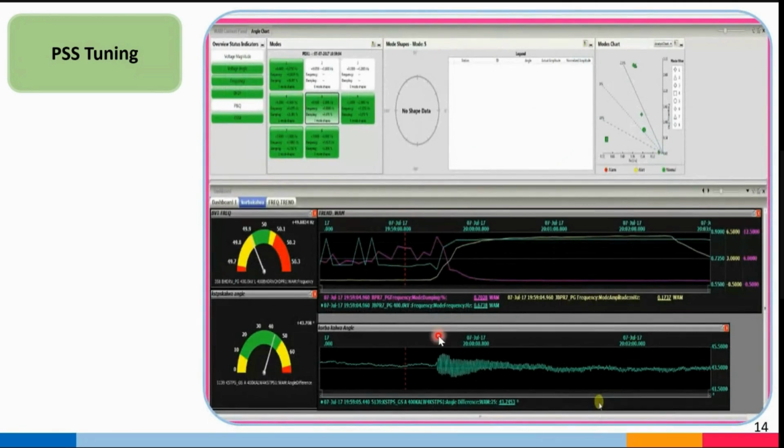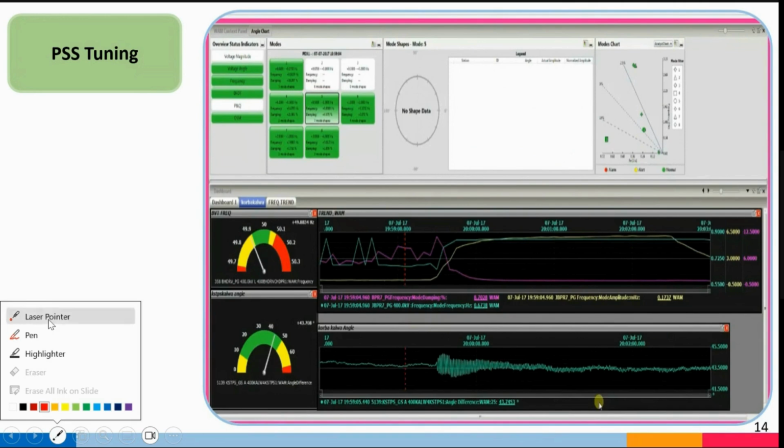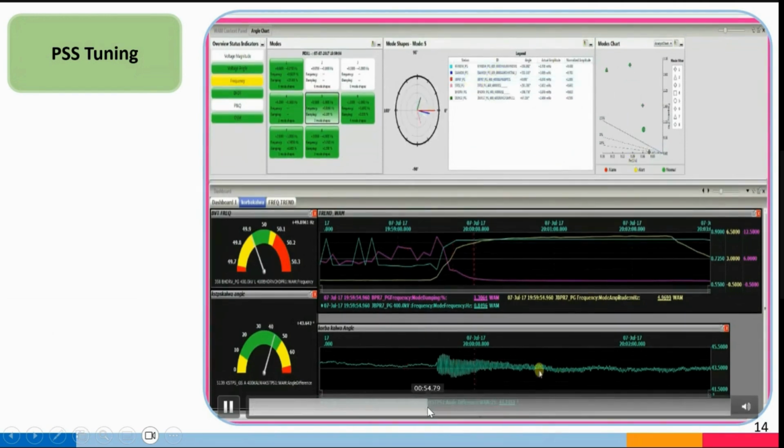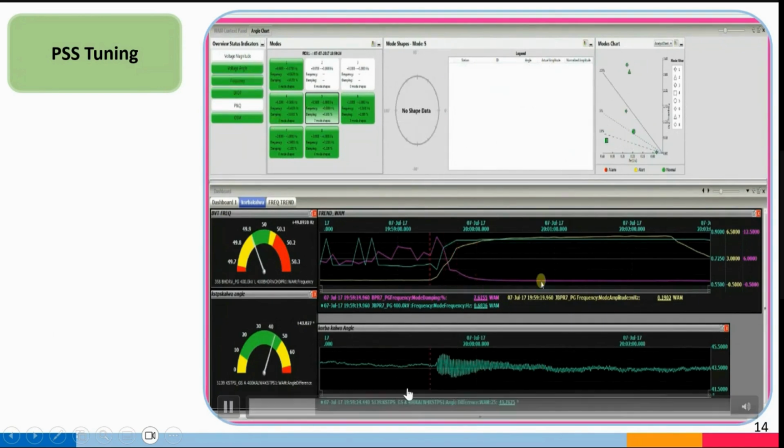I have put one plot just to show you. This is the oscillation that came into the system. This is some oscillatory response.